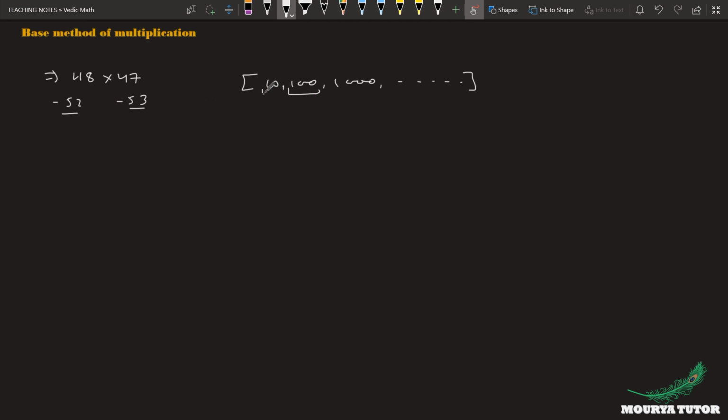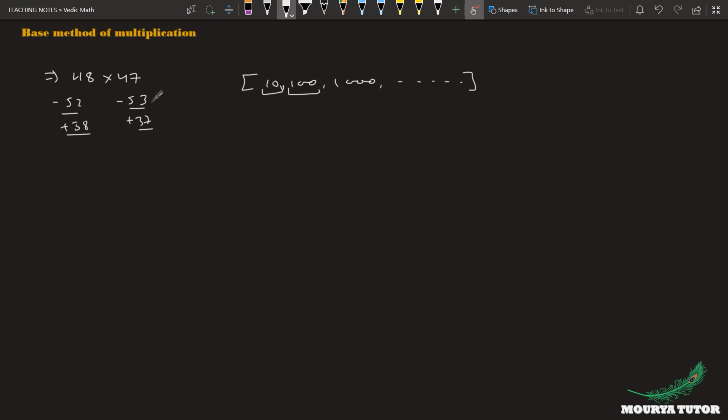So can we take this ten as the base? If we take ten as the base, then the differences will be plus 38 and plus 37, correct? Now this is also a bit difficult for us to multiply, right? So what do we need to do here?